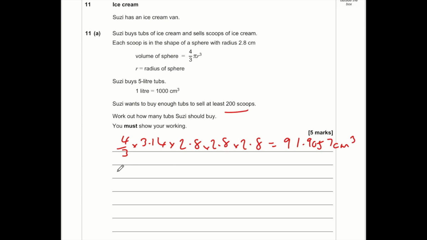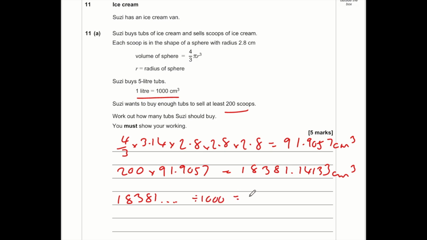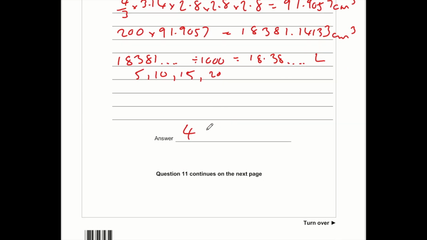Now we want 200 scoops, so we want to multiply that by 200, so 200 times 91.9057 comes to 18,381.1413 cubic centimetres. Now I'd turn this into litres by dividing that by 1,000, so 18381 divided by 1,000, and that is 18.38 litres. Okay, so if she's buying it in 5 litre tubs, 5 litres 1 tub, 10 litres 2 tubs, 15 litres 3 tubs, 20 litres 4 tubs, so therefore she will need 4 5-litre tubs.